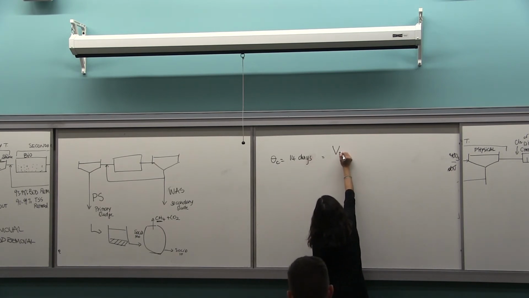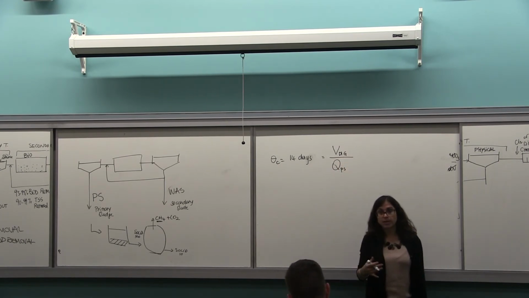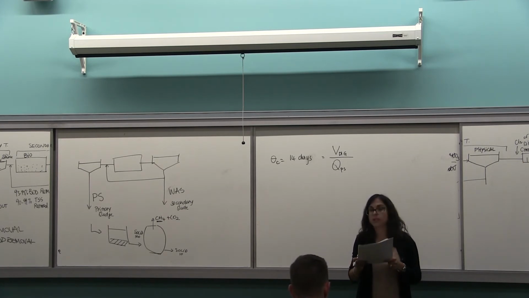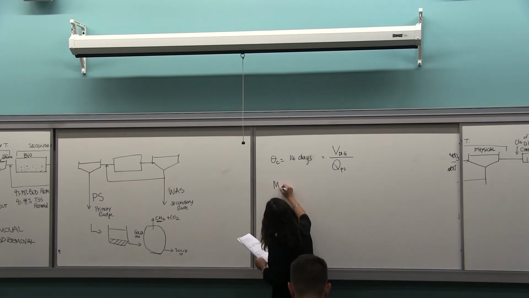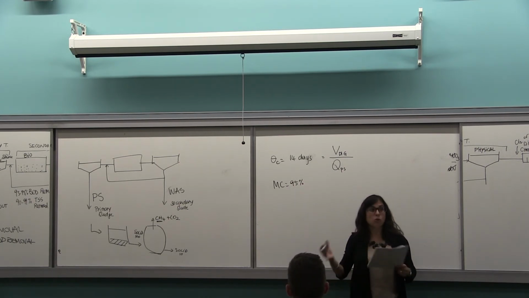Volume of digester, Q of primary sludge. The flow rate of primary sludge, in this case treated, because we're treating only primary sludge. The moisture content of primary sludge, 95%. What does it mean, 95%? We only have 5% of solids.